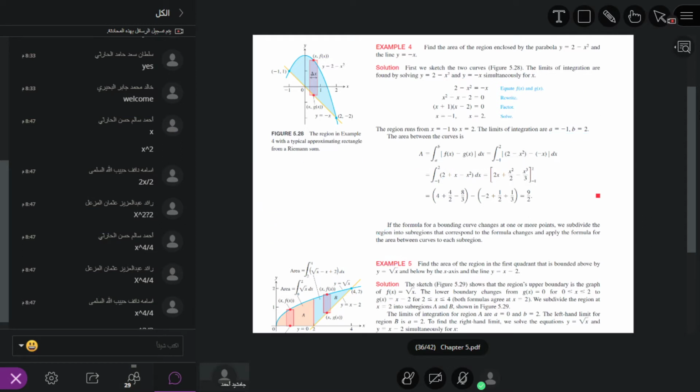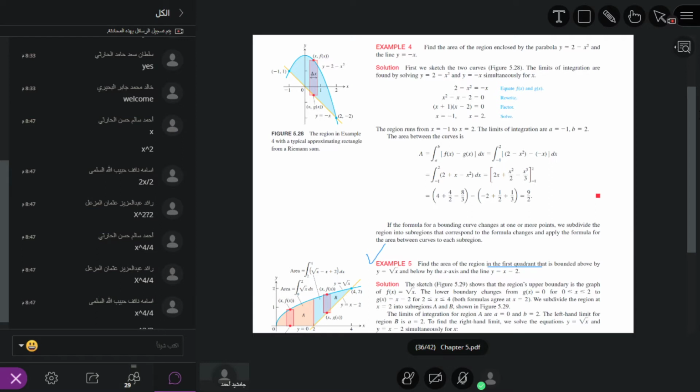And also in the next question we have to find the area, but it is different from the previous. Here you can see, find the area of the region in the first quadrant. In the first quadrant all x and y are positive, so it means the minimum value of x and y will be 0.